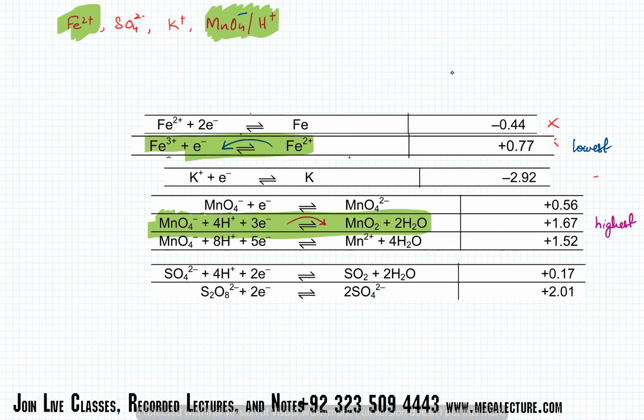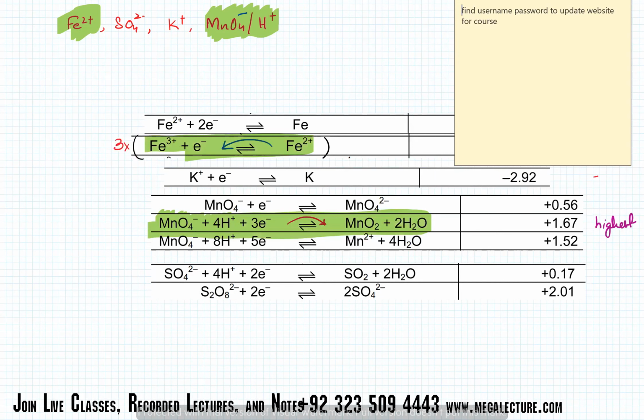Higher gains, lower loses. For the Fe one I have to multiply it by 3 so that the electrons gained and lost are equal, because here there are 3 electrons and here there is 1 electron. I need them to be equal. So I'm just going to add them up.